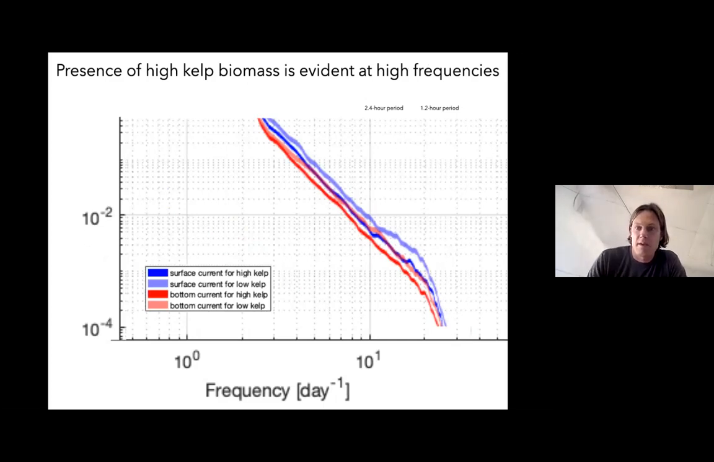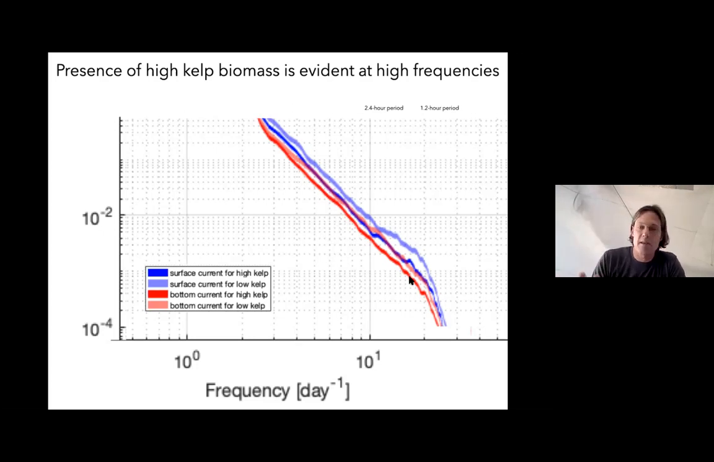Both at the bottom and at the surface, the lighter colored bands representing low kelp conditions are situated above the high kelp conditions in these high frequency areas. So again, the light blue is above the dark blue, and the light red is above the dark red, indicating increased oscillations, increased energy associated with low kelp conditions relative to high kelp conditions.